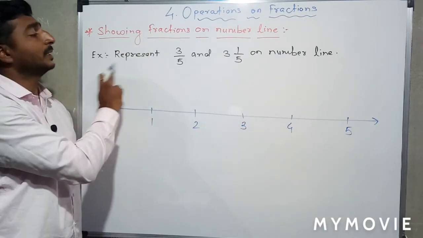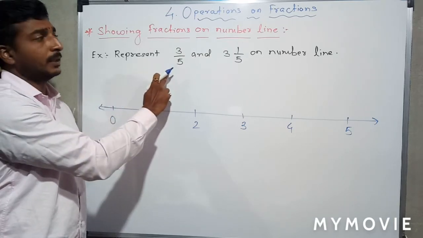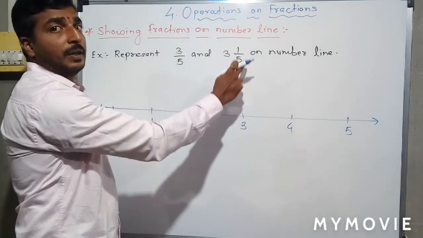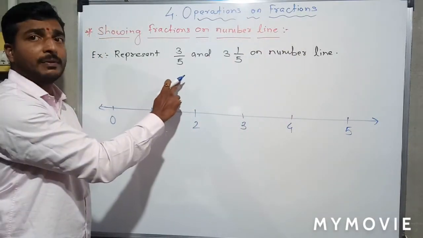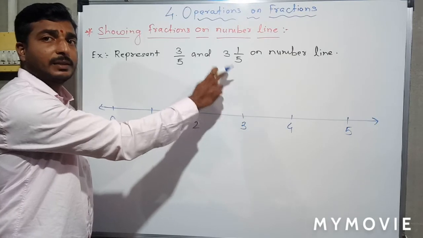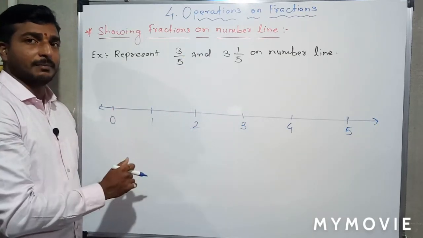So for that purpose we will take an example here. What is the example? Represent 3 upon 5 and 3 and 1/5 on the number line. So there is one improper fraction, one example of a mixed fraction that you have to represent on the number line. So how to represent them?